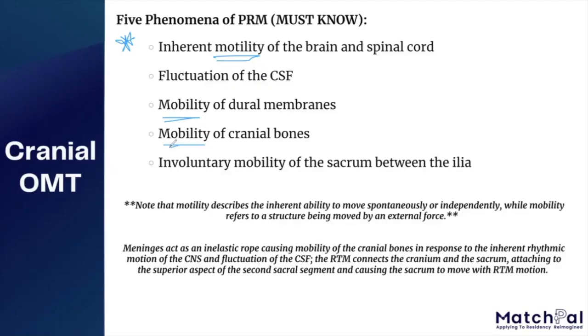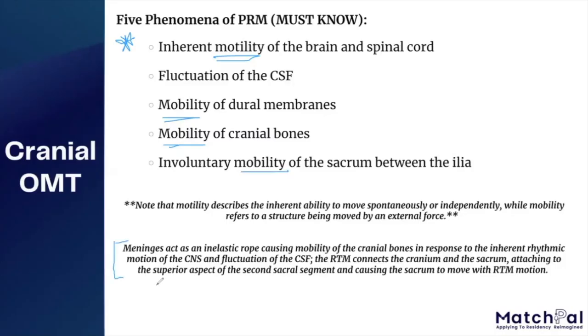Next, we have the mobility of cranial bones. This phenomenon describes the articular mobility of the cranial bones relating to the subtle movement at cranial sutures. In cranial OMM, sutures are believed to retain some degree of flexibility even in adulthood when they've already fused. Involuntary mobility of the sacrum between the ilia. This element describes the transmission of cranial motion to the sacrum via the dural connection. The sacrum, as a result, exhibits involuntary rocking motion synchronous with the cranial rhythm.